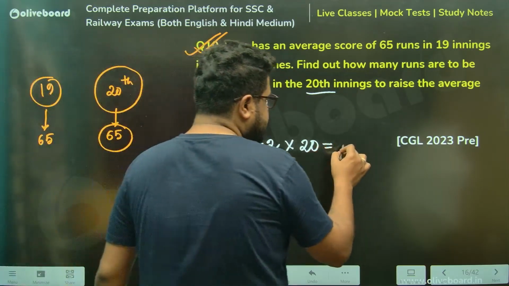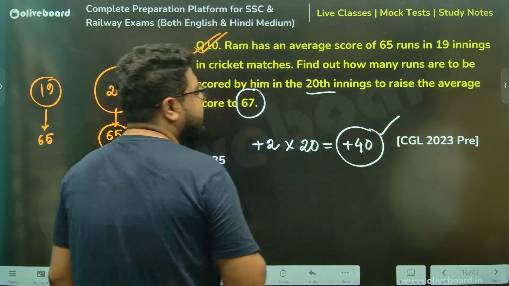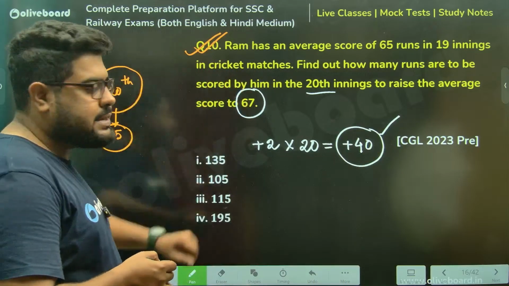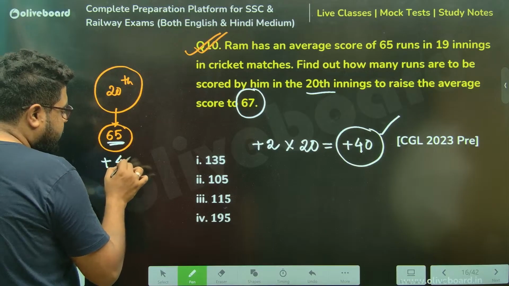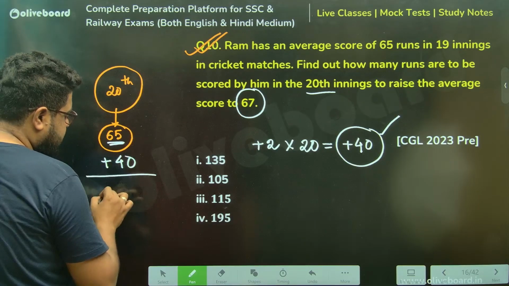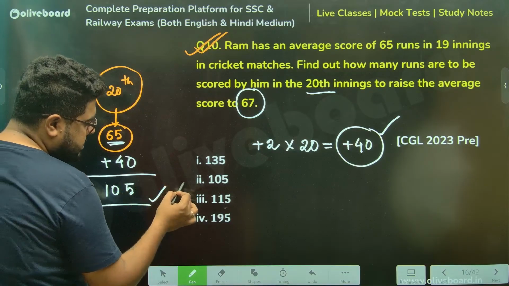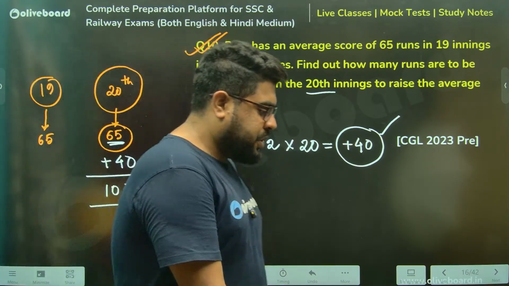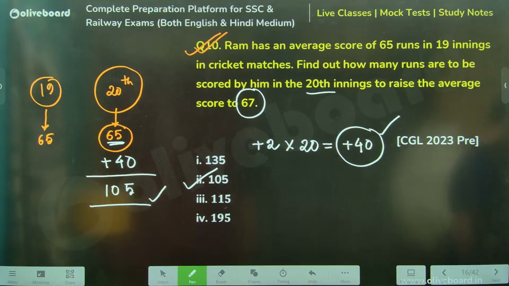So that means he has scored 40 runs more than the average score in the 20th innings. His score is not 65, he has scored 40 more. So his score will be 105 runs. Option number 2 is the correct answer. Clear, everyone? 100% clear this?